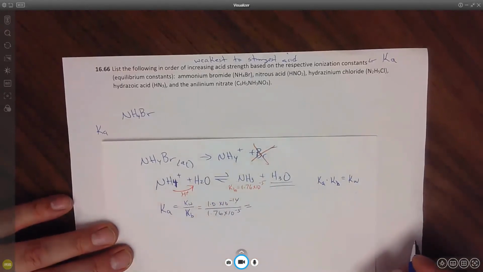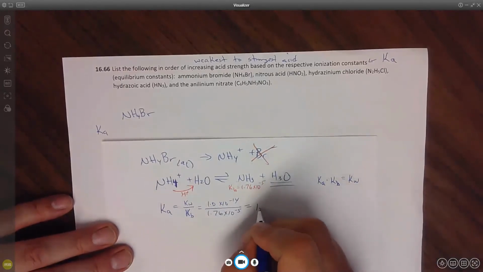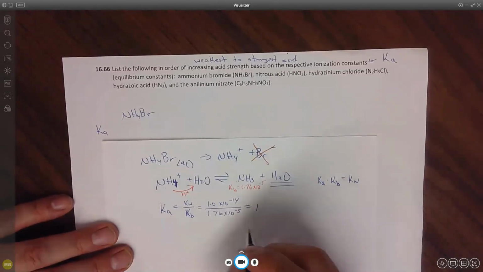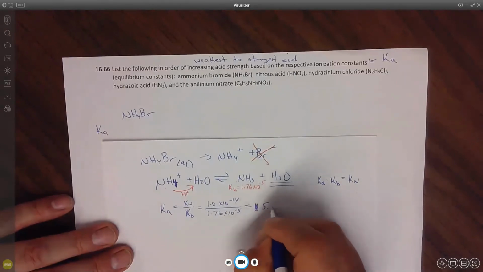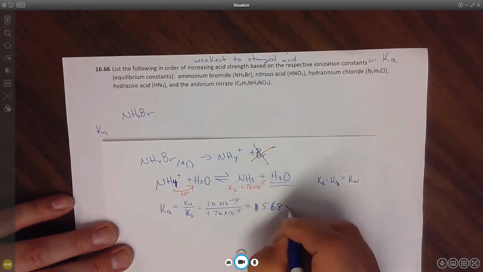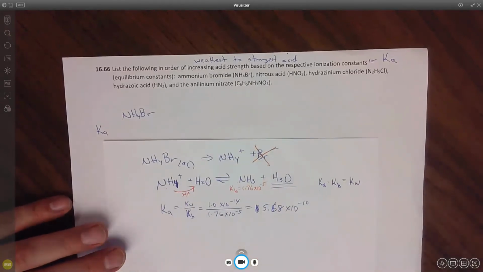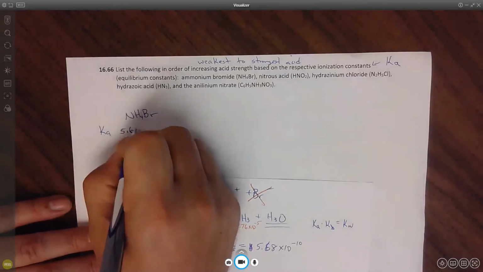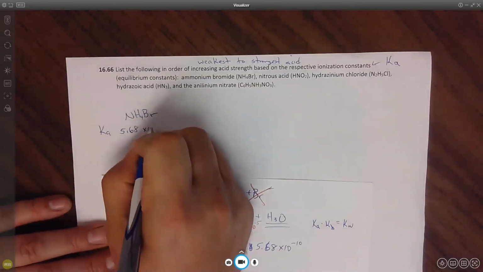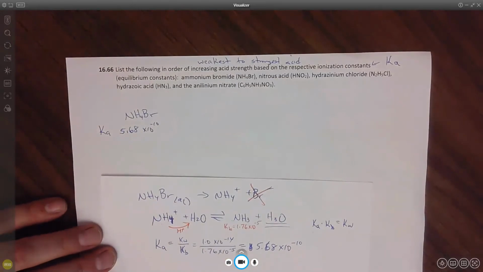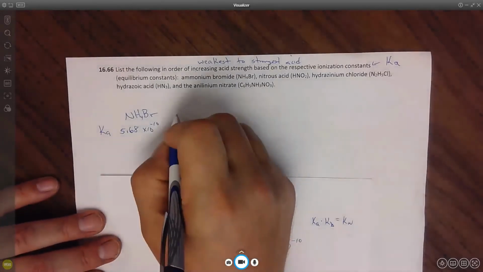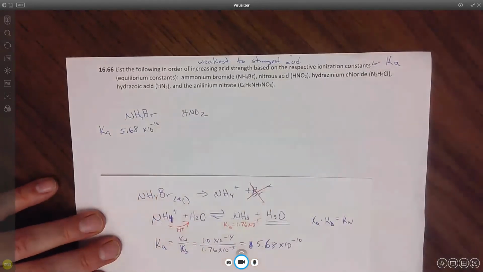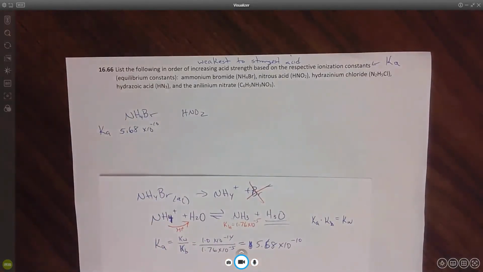And that is going to give us a Ka value of 5.68 times 10 to the negative 10. Okay, next we have nitrous acid, so HNO2. And how am I going to get the Ka for that?